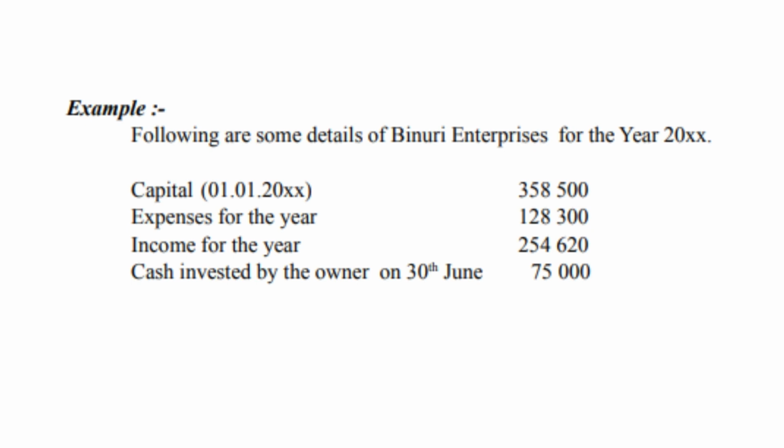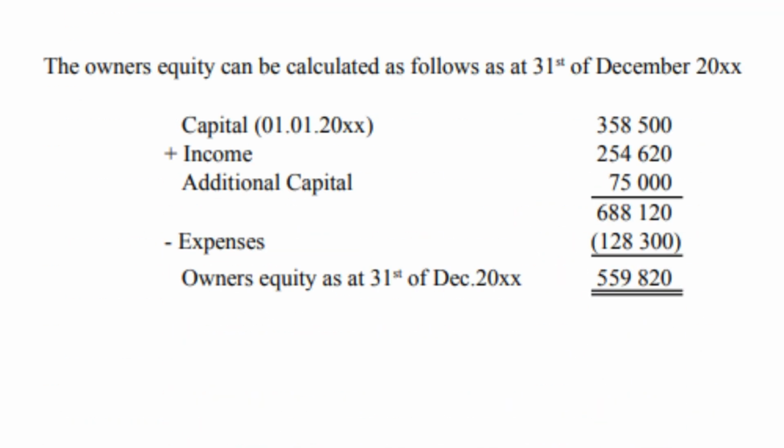Following are some details of Binary Enterprises for the year 2022. Capital as at 1st of January 2022, Rs 358,500. Expenses for the year, Rs 128,300. Income for the year, Rs 254,620. Cash invested by the owner on June 30th, Rs 75,000. The owner's equity can be calculated as follows as at 31st of December 2022.